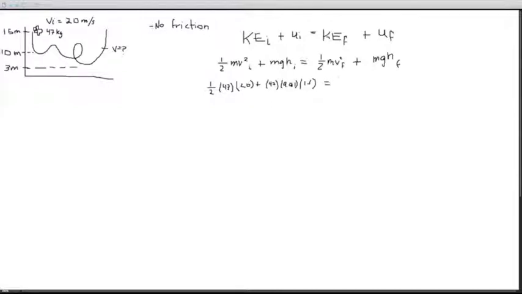That is going to be equal again to 1/2 times mass, in this case 47, times the velocity we want to find, that is the final velocity. So we put it like that. Then plus the mass, again 47, times gravity, times the final height in which you want to find your velocity. In this case it's 10.